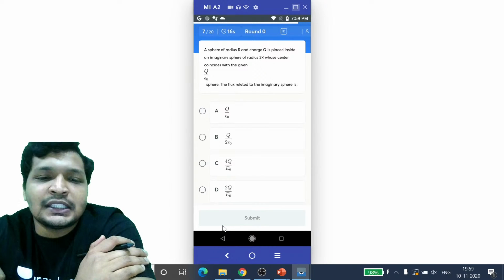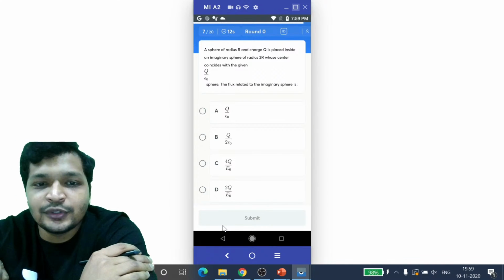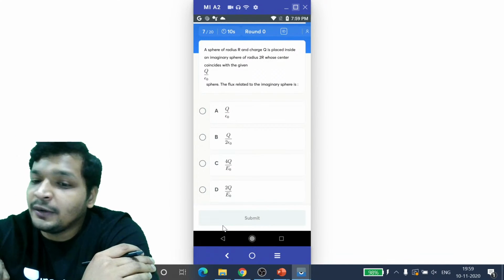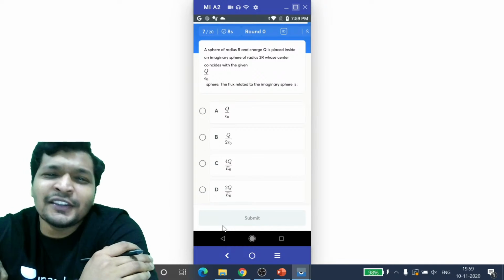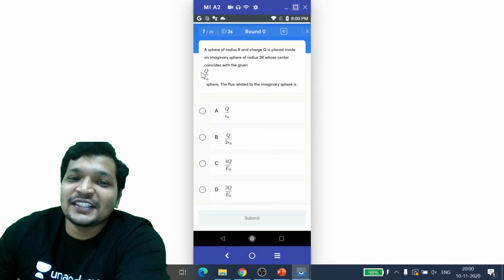Don't have to think much. It's basically, I don't want to mark the answer. If I mark the answer, it's going to get struck. It's Q by epsilon naught. The answer is given to you in the question in a way. Q by epsilon naught is present over here if you have noticed it.